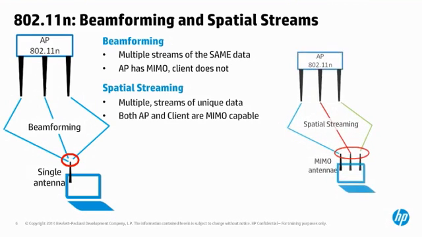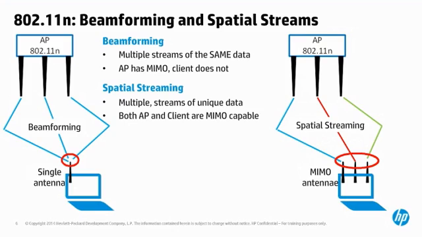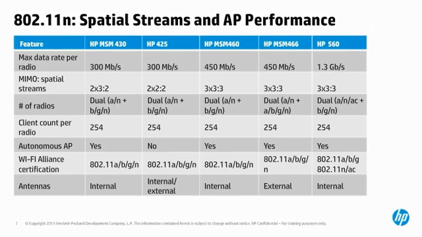With spatial streaming, the data to be transmitted is split up, with different portions transmitted out multiple antennae. Each spatial stream takes a unique path to the client. This is most useful when both AP and client have true MIMO capabilities. Each spatial stream provides transmission rates of up to 150 megabits per second. So APs that support 2 spatial streams, like the MSM 430 and 425, can provide data rates of up to 300 megabits per second. APs with 3 spatial streams, like the MSM 460 and 466, can provide up to 450 megabits per second.